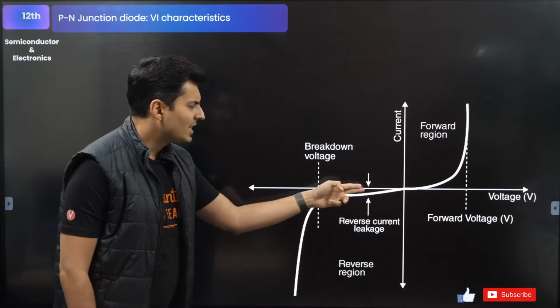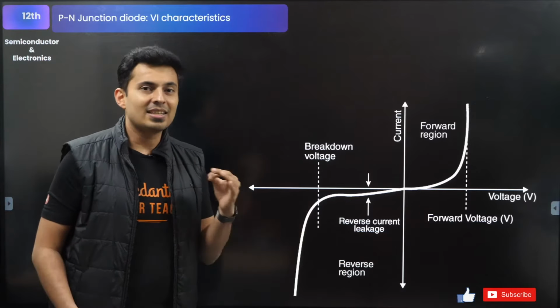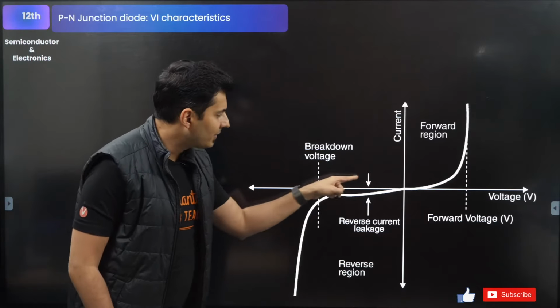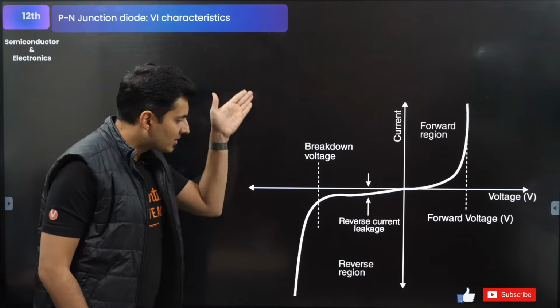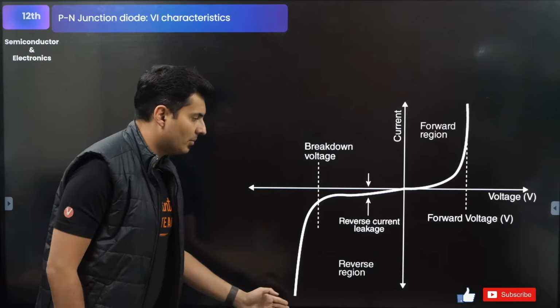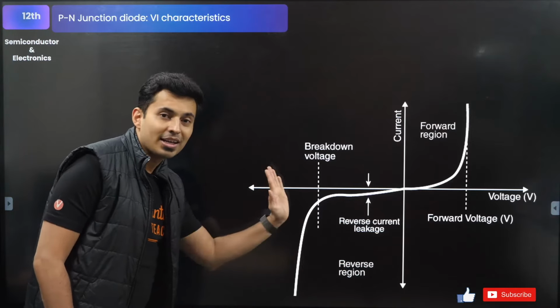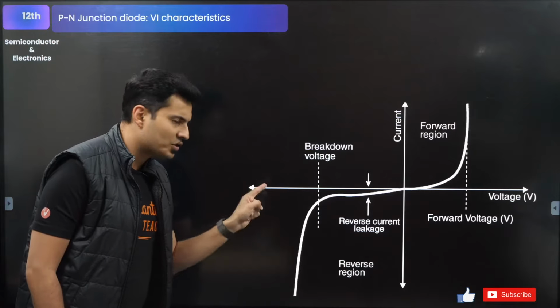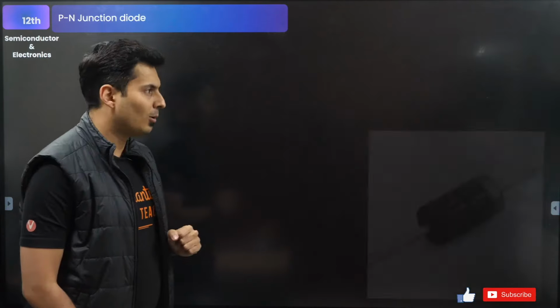In reverse bias, this current is very, very small. It's called the leakage current. It's negligible. But only after a very large voltage, the breakdown occurs, and then you will see a sudden jump in the current, but the voltage does not change beyond a point in the reverse bias. This is of particular use in the next point, which you will see, which is called a Zener diode.